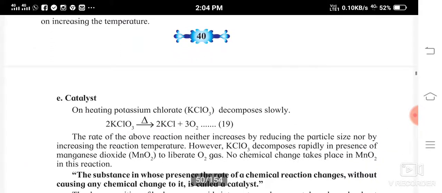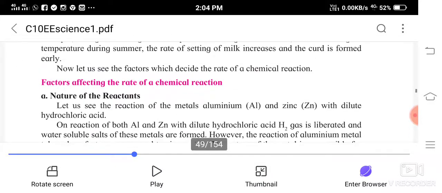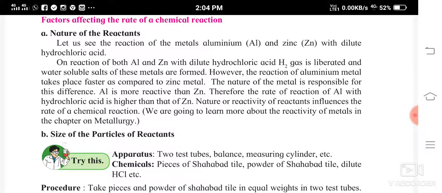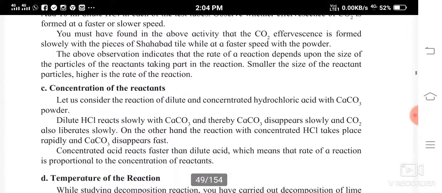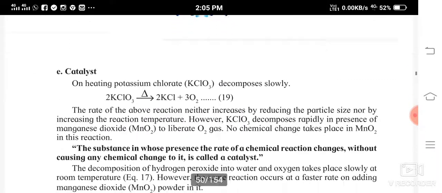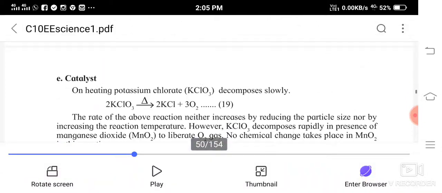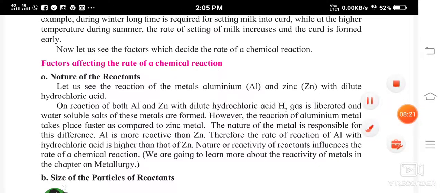Then catalyst. So five factors are going to decide the rate of chemical reaction. Which are those? Very important. Nature of the reactant, size of the particles of reactants, concentration of the reactants, temperature of the reaction, and the last one is the catalyst. So these five factors are going to decide the rate of chemical reaction.